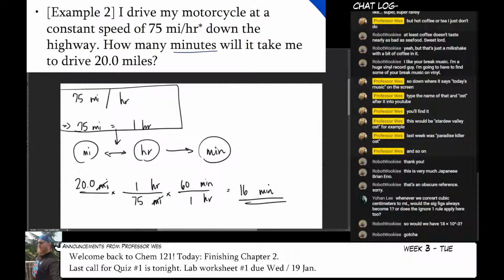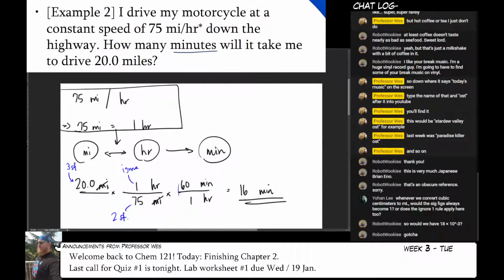Now we got to check for Sig Figs, of course. So this is 3 Sig Figs. 1 is exact, so we ignore it. 75, however, is only 2 Sig Figs. Do I drive exactly 75 miles an hour to the atom? No. There's no way, right? It might be 74.9 or 74.6 or whatever. 75 has to be rounded.